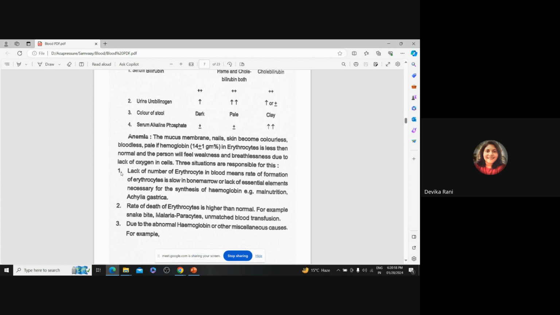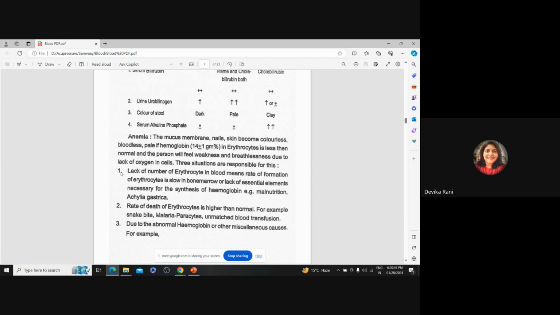Then the rate of death of erythrocytes is higher than normal. So whatever the rate of death is, it is higher than the normal. For example, during malaria or a snake bite, or when a blood transfusion has been done with unmatched blood, the death of erythrocytes will start happening faster. Then of course your body does not have enough oxygen.